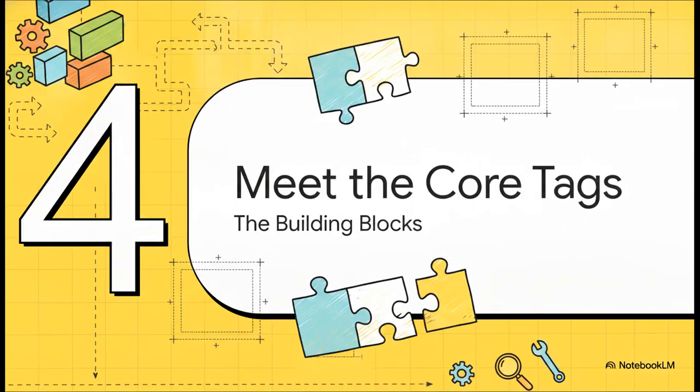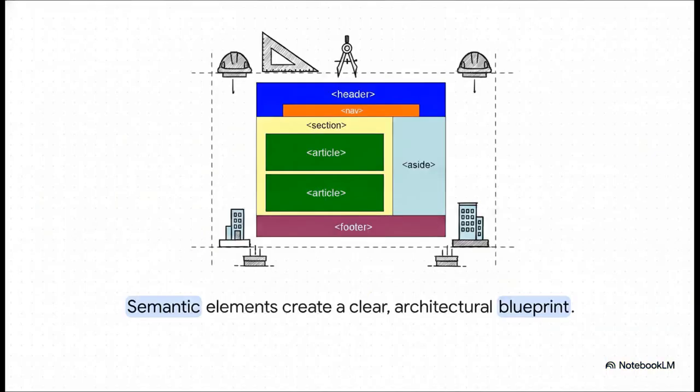All right, section 4. Let's meet the core tags, our actual building blocks. And this brilliantly illustrates how you can map out a web page. Think of a page as having a physical map. Your header belongs at the very top, with your navigation tucked nicely inside it. Below that, your main sections and articles provide the core content. You might have an aside for sidebars, and finally, a footer structurally holding up the very bottom. This is your true architectural blueprint, putting everything in its rightful, logical place.